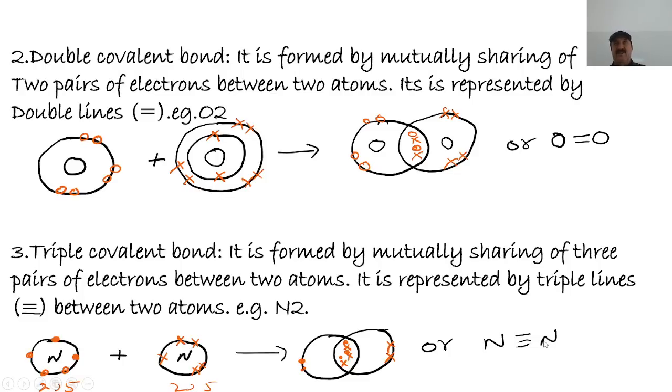So this was about today's topic, what is ionic bonding and what is covalent bonding. Students, these 2 questions are very, very important from the examination point of view.